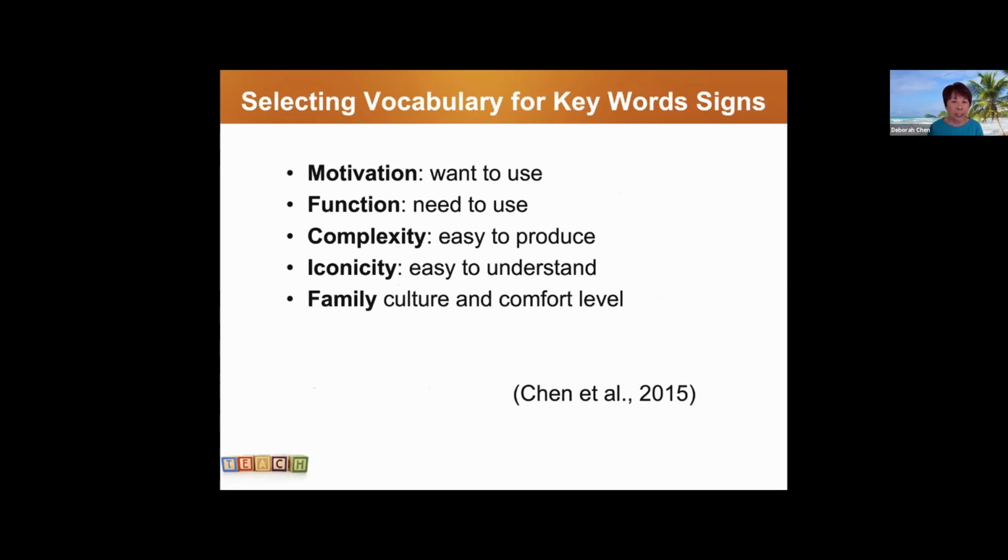To select vocabulary, I have found that these are 5 different considerations. One is motivation. What does the child want to use? What is the function of the sign? Does the child need to use it? What is the complexity? Is it easy to make or produce that sign? Is it easy to understand its meaning because it's iconic? It looks like what it represents. And then what is the family culture and comfort level with the signs that are selected?